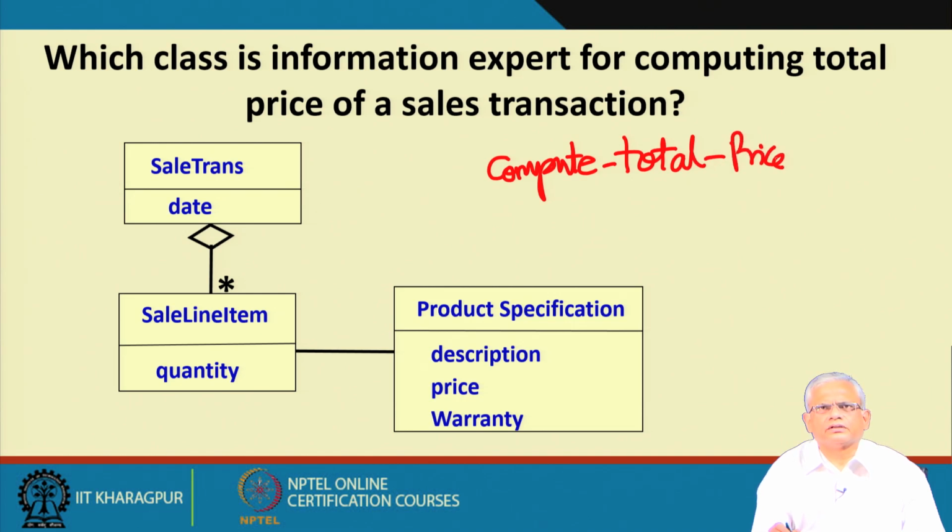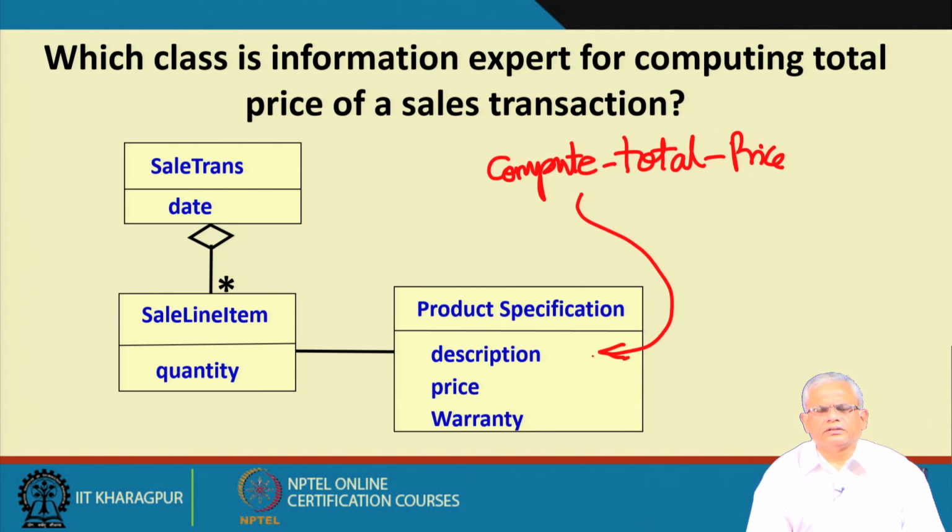Now, should we assign the compute total price to the product specification or to the sale line item or to the sale transaction? Let us just say that we assign this responsibility, compute total price, to product specification.